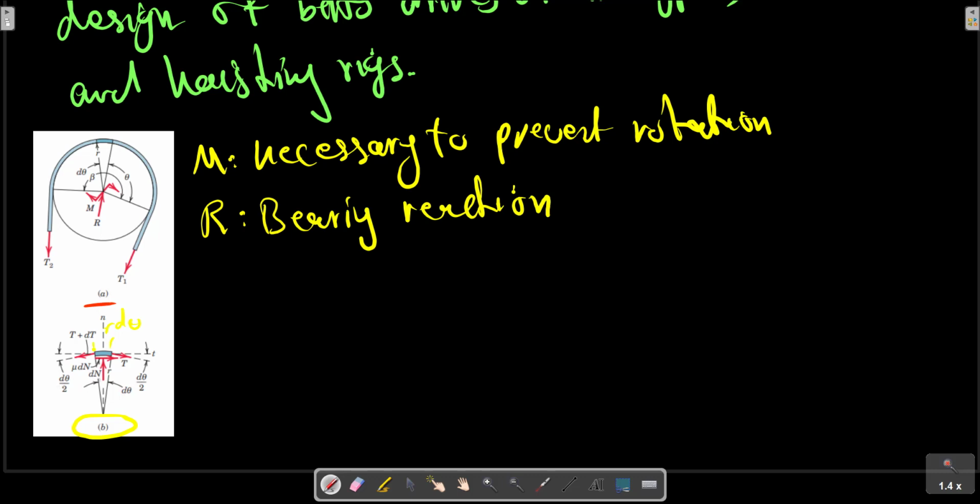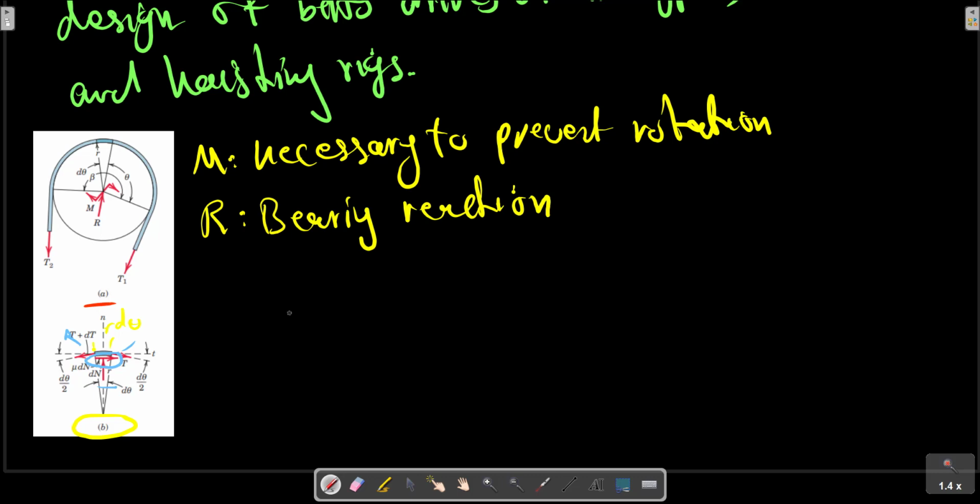The free body diagram shows that we have T here, T plus dT here, and a normal force dN which gives a friction force mu dN. The tension increases from T to T plus dT over the angle d theta. As I said, the normal force is a differential dN since it acts on a differential element of area. Likewise, the friction force, which must act on the belt in a direction to oppose slippage, is a differential and is mu dN for impending motion.